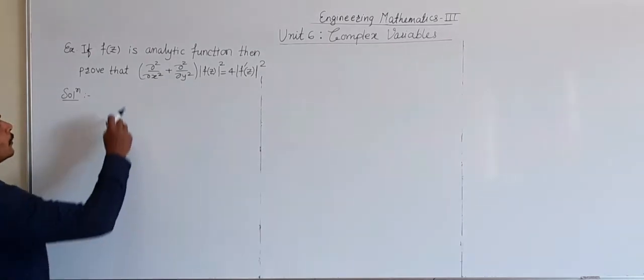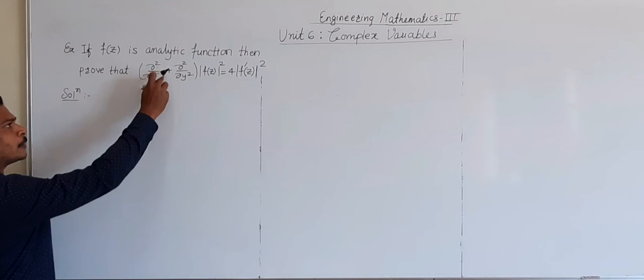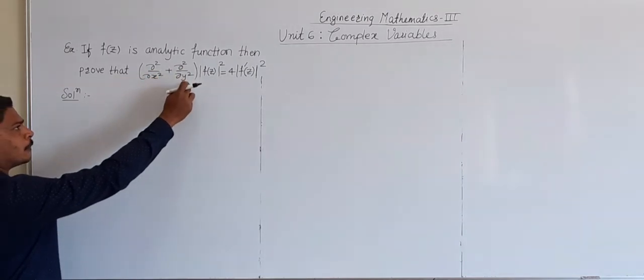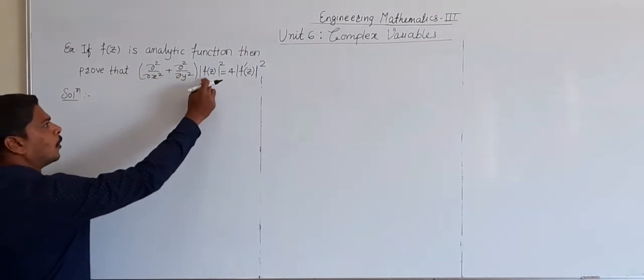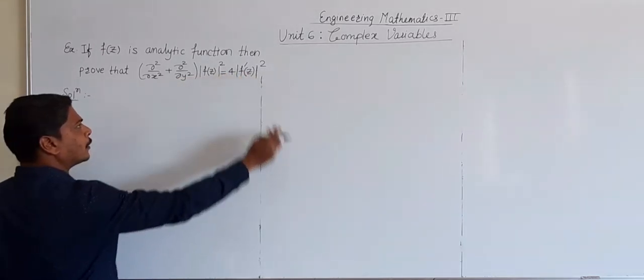So, first example: if f(z) is an analytic function, then prove that the second partial derivative with respect to x plus the second partial derivative with respect to y of |f(z)|² equals 4 times |f'(z)|².